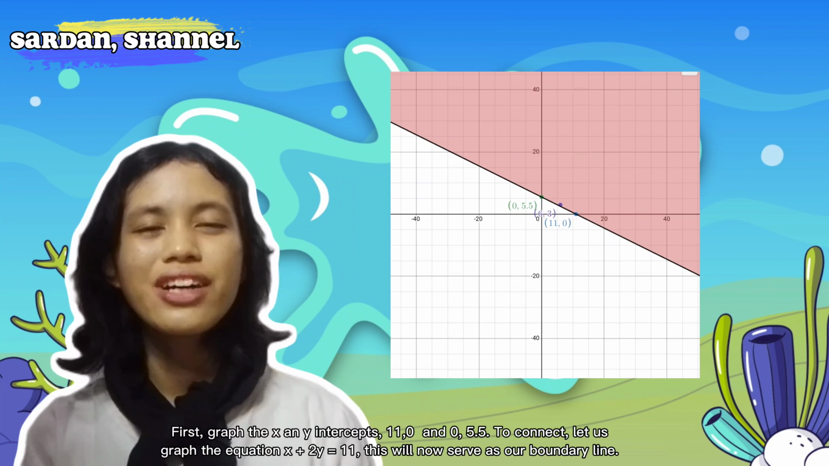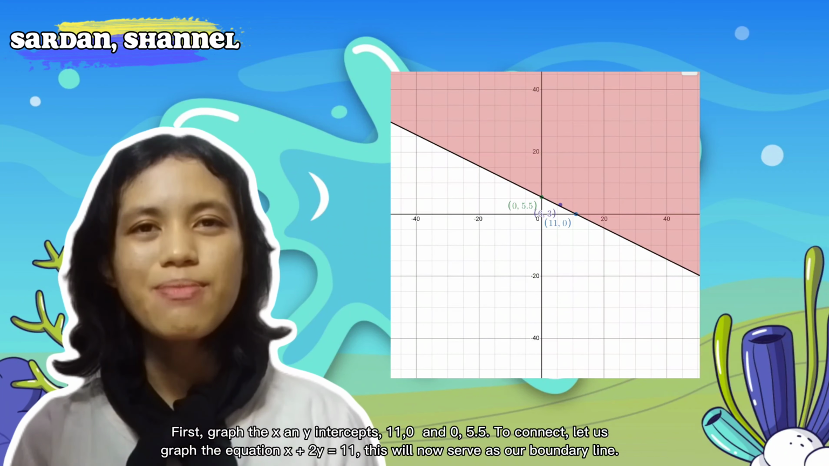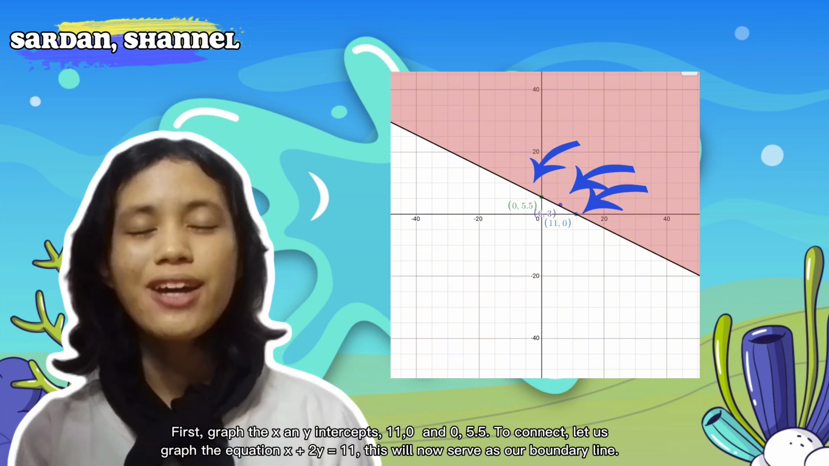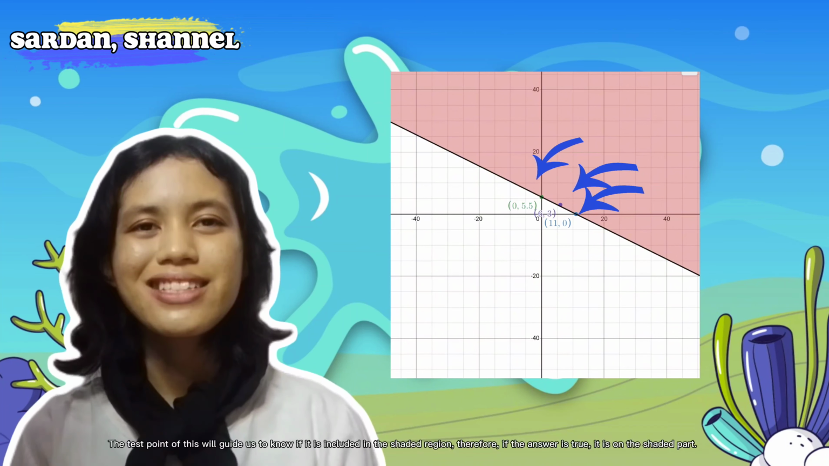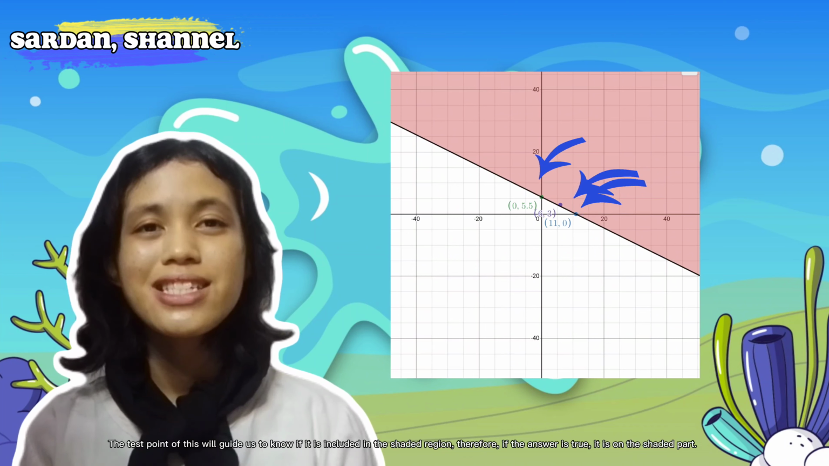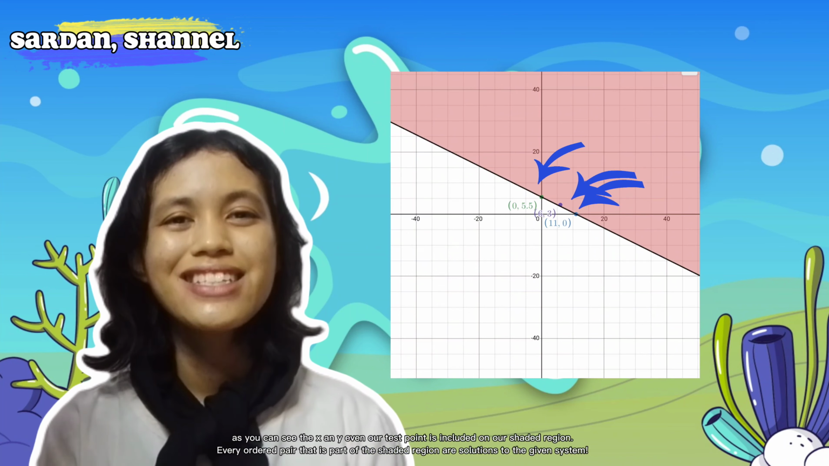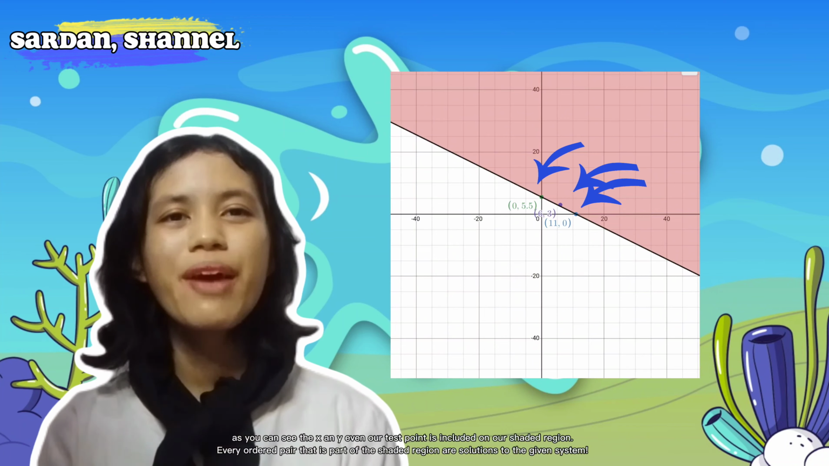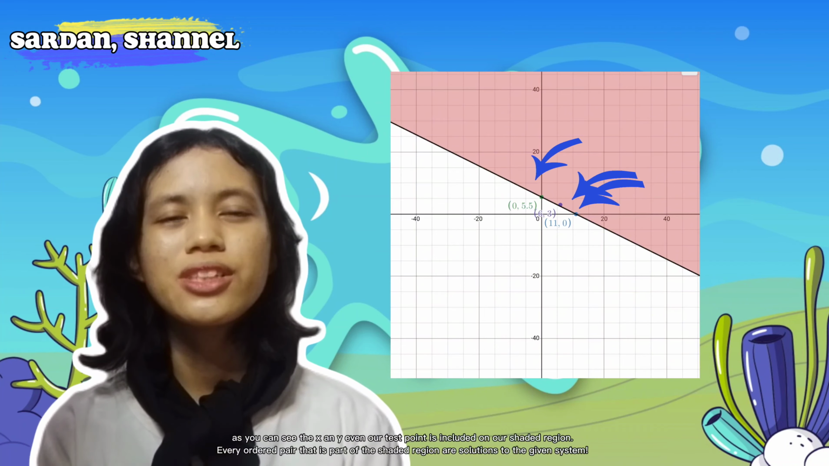Let's see now on the graph. First, graph the x and y intercepts, 11, 0, and 0, 5.5, then connect them. Let us graph the equation x plus 2y equals 11. This will now serve as our boundary line. The test point will guide us to know if it is included in the shaded region. As you can see, even our test point is included in our shaded region. Every ordered pair that is part of the shaded region is a solution to the given system.